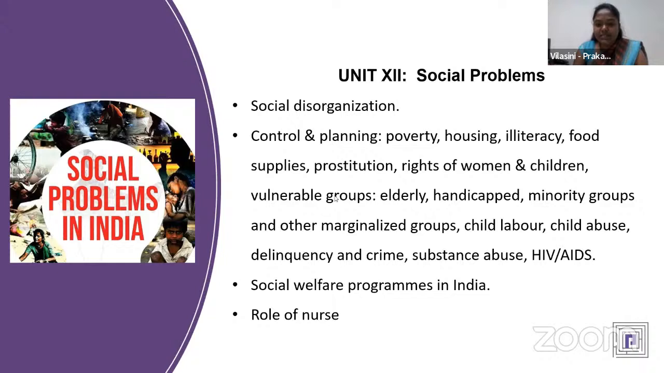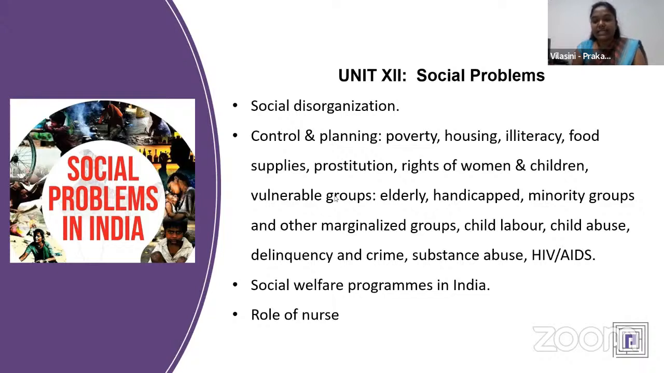Then coming to substance abuse. Substance abuse is taking drugs in overindulgence. Anything taken in overdose is substance abuse. Examples of substance abuse are tobacco, alcohol, cocaine and heroin. These are a few examples of substance abuse.